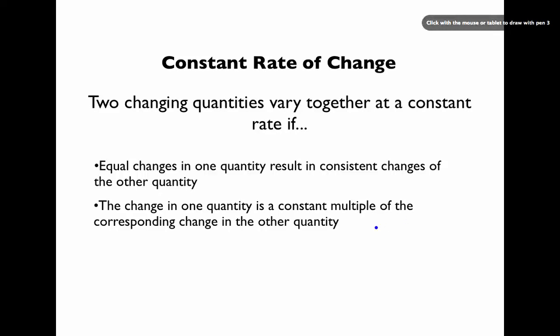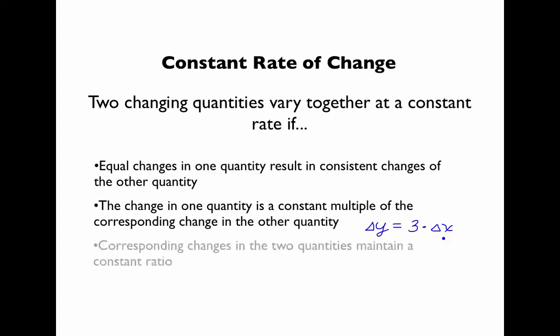And we found out that the increase in price, delta y, was always what? 3 times the change in x. And the last one was that the corresponding changes maintain a constant ratio. Delta y over delta x always what? Always 3. Same constant value.